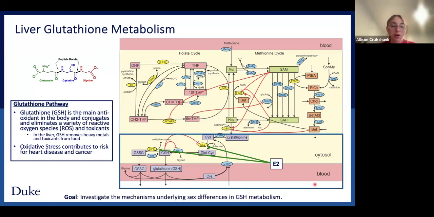So our goal with this first model is to investigate the mechanisms underlying sex differences in glutathione metabolism. All the rectangles are substrates, like I said earlier, and we have an ODE for each of those. So it ends up being a system of like 30 ODEs. The enzyme velocities act as rates in those ODEs.